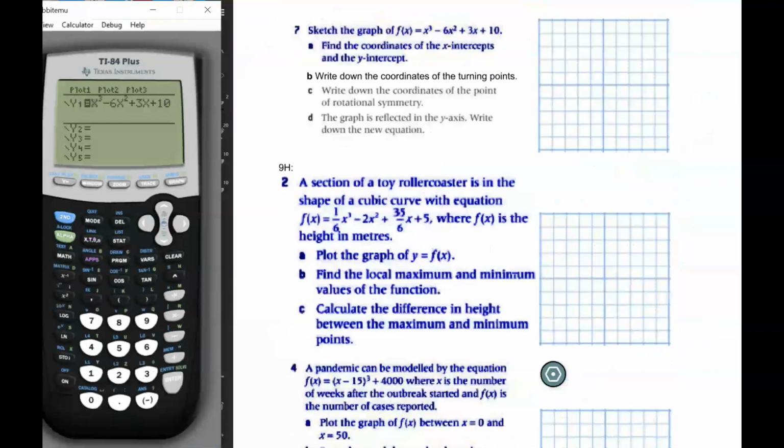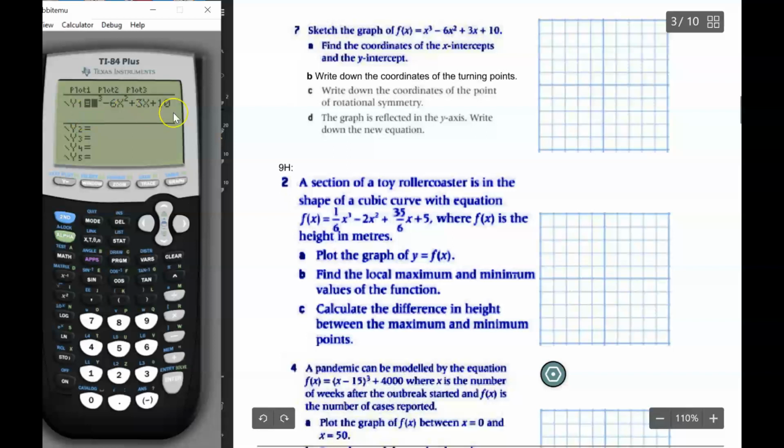Okay, so we're on page 3, and the function is x cubed minus 6x squared plus 3x plus 10, and I've typed it into the calculator already. Then it says to find the coordinates of the x-intercept and the y-intercept.